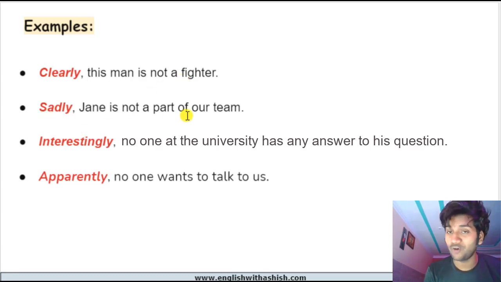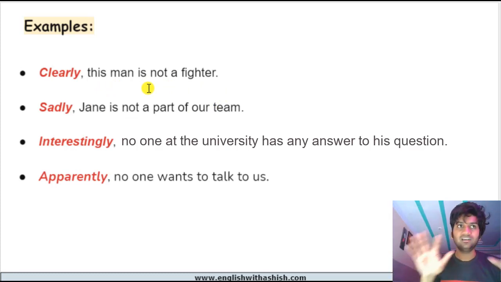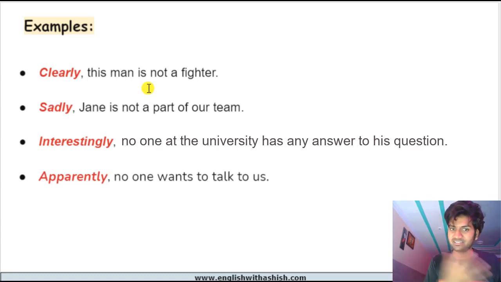Sadly, Jane is not a part of our team. So Jane not being a part of our team is sad to the speaker. It's not modifying a particular word in the sentence. It's giving information about the entire situation. It's passing a comment about the entire situation. Jane not being a part of the team is sad. So it is sad that Jane is not a part of our team.